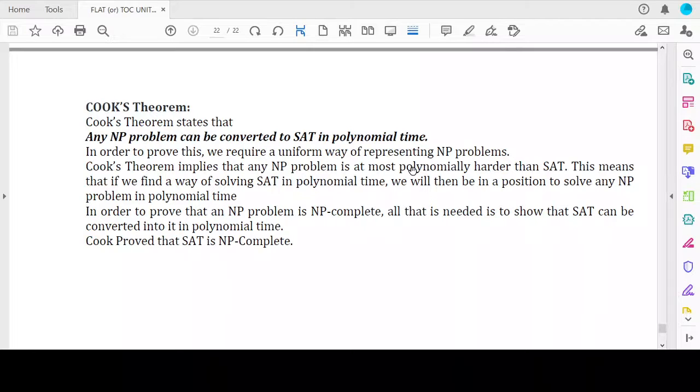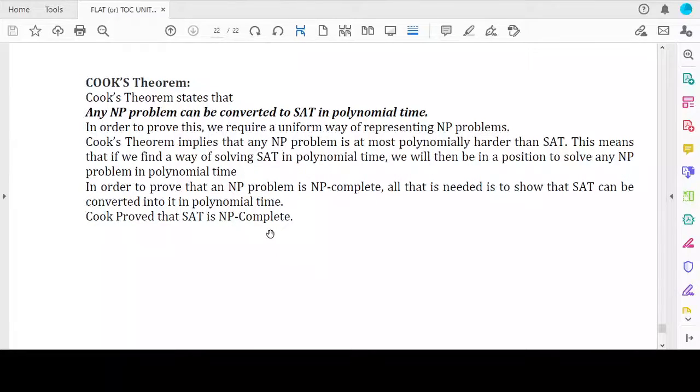Okay, Cook's theorem implies that any NP problem is at most polynomially harder than the satisfiability problem. Okay, this means that if we find a way of solving the satisfiability problem in polynomial time, we will then be in a position to solve any NP problem in polynomial time. Of course. So as we are establishing the relationship between the NP problems, if we solve one particular problem, we will get a solution for another problem.